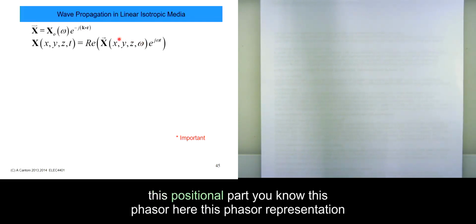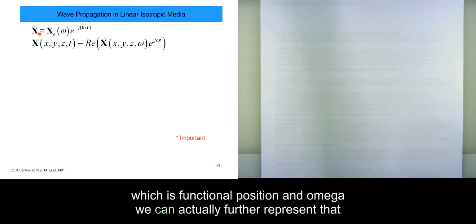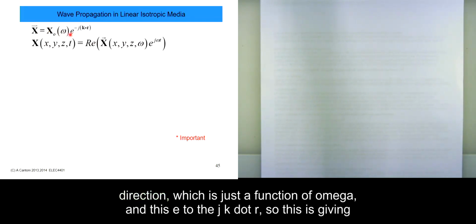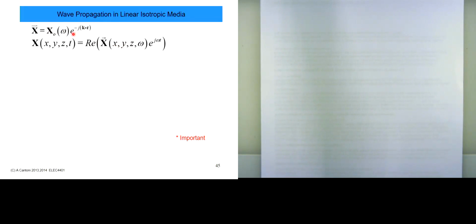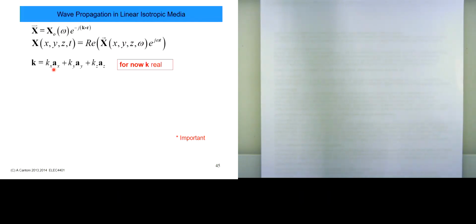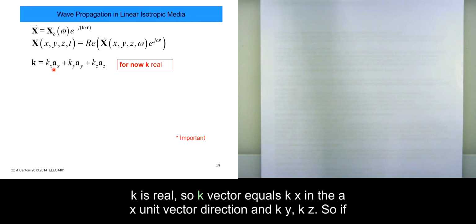Now, this positional part, this phasor representation, which is a function of position and omega, we can further represent as a constant vector, which has amplitude and direction and is just a function of omega, times e to the j k dot r. This gives the spatial information, how that phasor changes with position r. For the moment, we say k is real, so the k vector equals kx in the ax unit vector direction, and ky, kz.